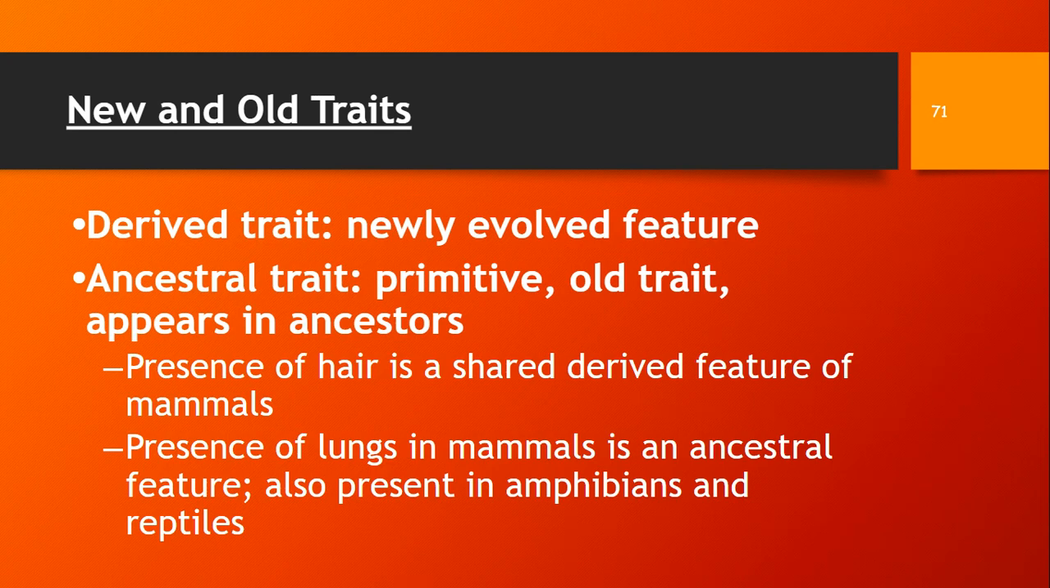So that's derived. Then ancestral features, these are the older ones. That would be like the lungs in mammals. So that was already there because amphibians and reptiles have lungs as well. And so that was already there. So ancestral, longer, older.